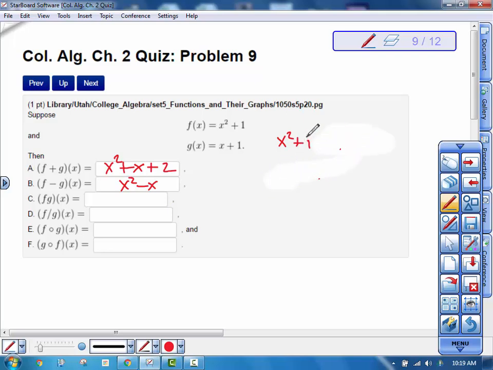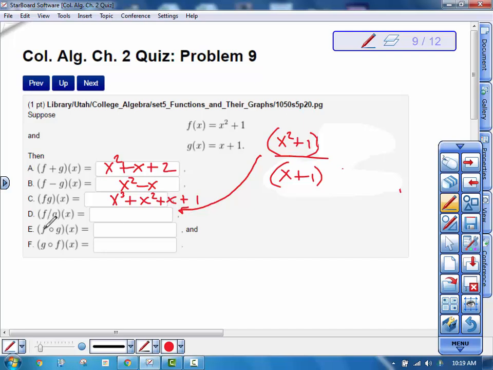Now when you multiply them together, you got to make sure you FOIL. So first one times g, you get x cubed plus x squared plus x plus 1. That goes here. And then when you divide them, you just divide them, so you don't have to do anything special there. This is just x plus 1. Just make sure it's in parentheses. So you do the division properly.